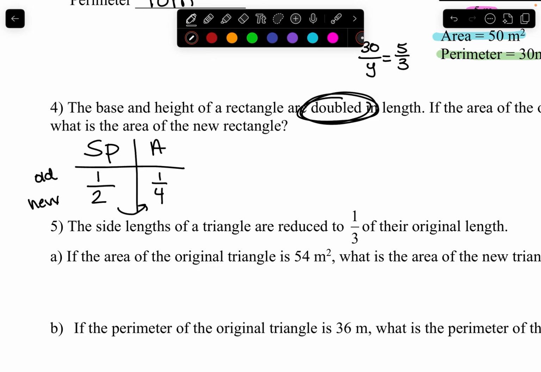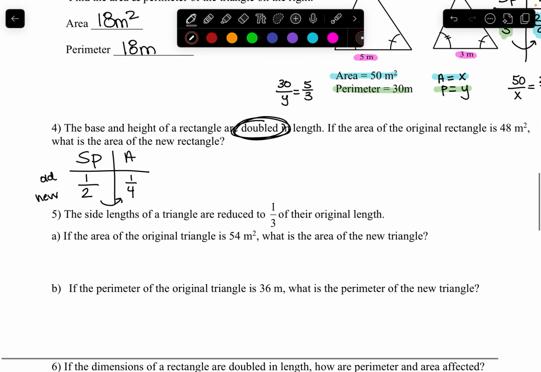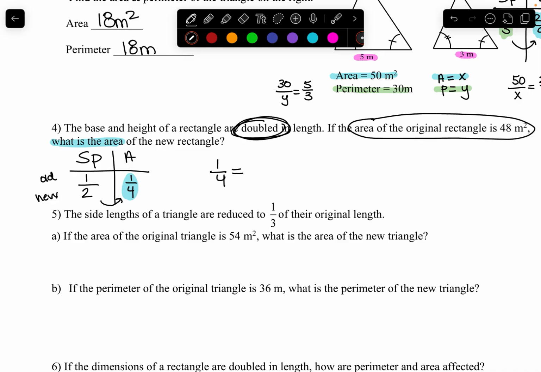My new image is doubled, it's bigger, okay? So it says, if the area of the original rectangle is 48, what is the area of the new rectangle? I'm looking for the area, so I need my area ratio. So this is 1 over 4, and that's going to equal, and then I need the area of the original rectangle is 48, so that's going to go on top where my old or my original shape information is. I will do 48 times 4, and I get that the area of my new image is 192 meters squared.